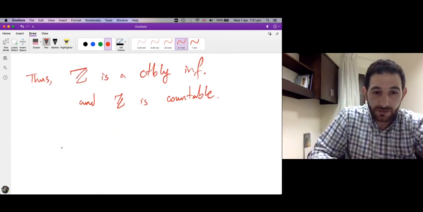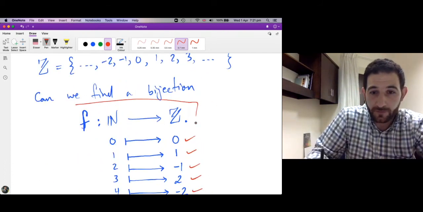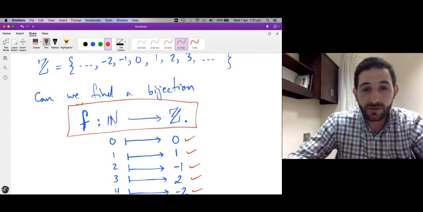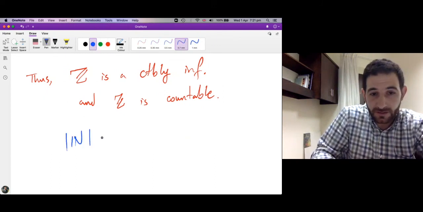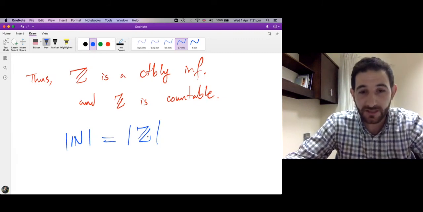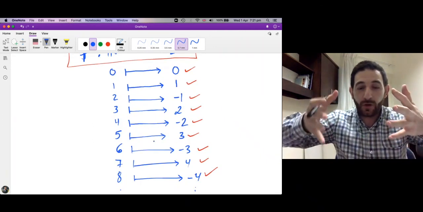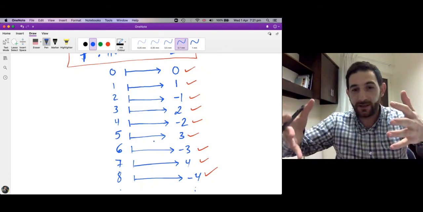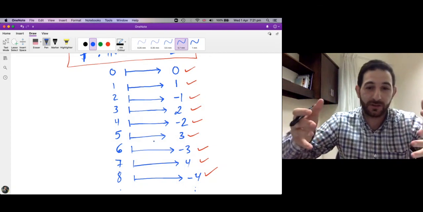Okay, notice that what we did is that since we found the bijection from N to Z, right? What does this mean? This means that the cardinality of N is equal to the cardinality of Z, right? Because this is how we define two sets to have the same cardinality. If there is a bijection from the first to the second, look, this is the picture. Every element in N has one and only one partner in Z, and vice versa. Every element in Z has one and only one partner in the natural numbers.